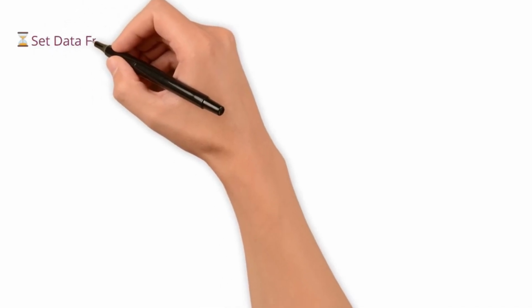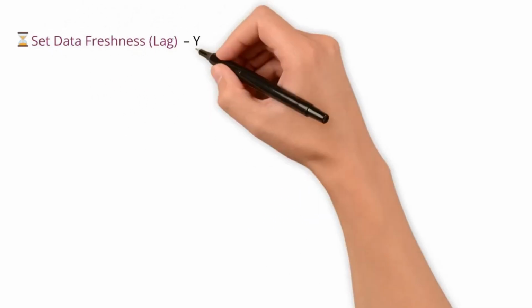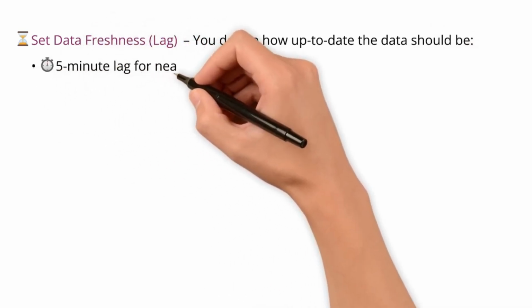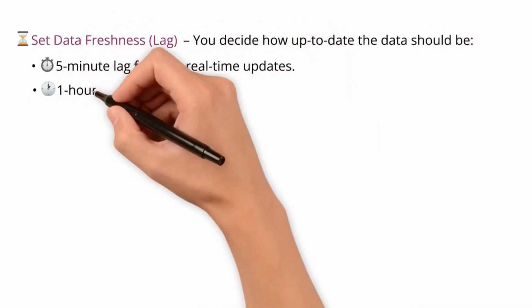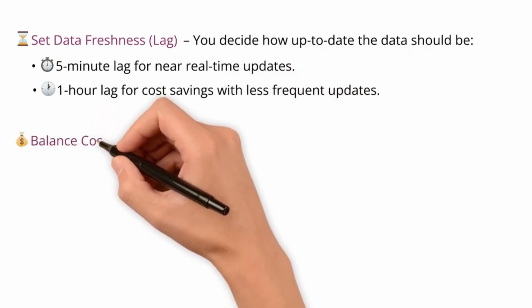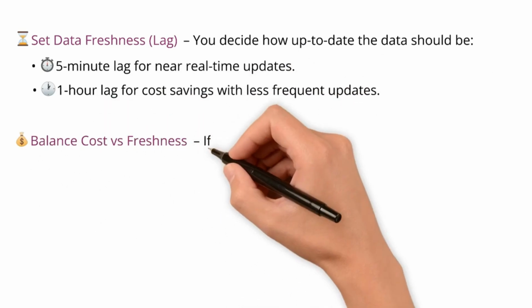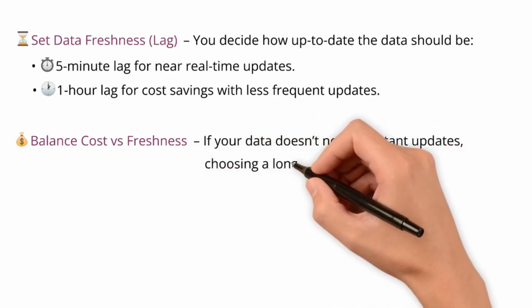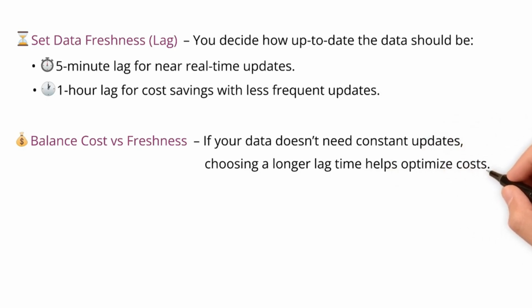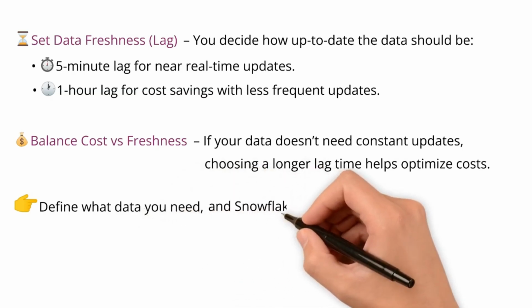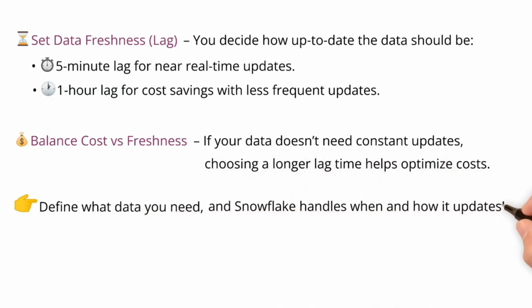Set data freshness or lag. You decide how up-to-date the data should be, like a 5-minute lag for near real-time updates, or a 1-hour lag for cost savings with less frequent updates. You can balance cost versus freshness. If your data doesn't need constant updates, choosing a longer lag time helps optimize costs. In short, you define what data you need, and Snowflake handles when and how it updates.